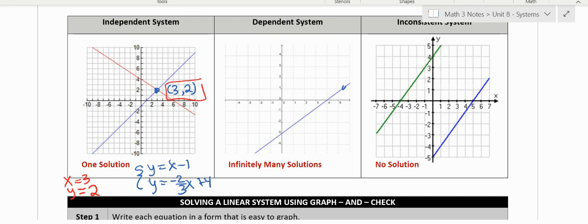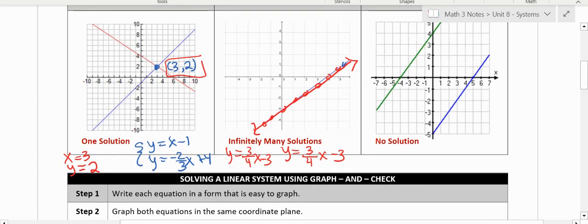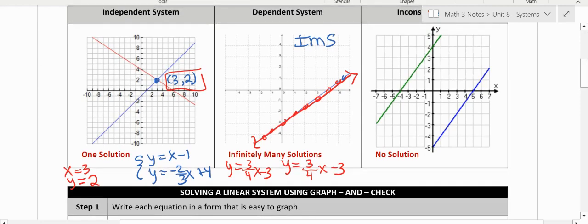Another option we could have is what's called a dependent system. So that's if we graph it, we get the same equation twice. So for example, this is the graph of y equals 3/4 x minus 3. And let's say I had two of the same exact equation. Maybe they were written differently, I just wrote them the same. They would share an infinite number of points in common. So there's infinitely many solutions. Sometimes we abbreviate this by calling it IMS, so infinitely many solutions. So we can end up with a system that has multiple answers that work. In graphing, they would look like the same line.